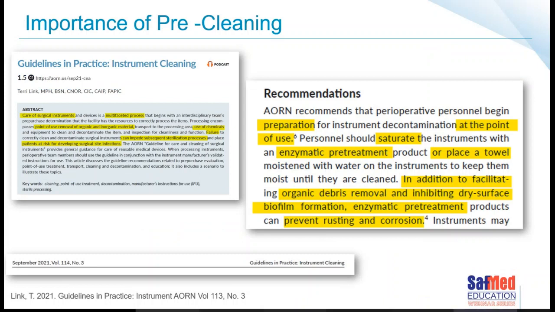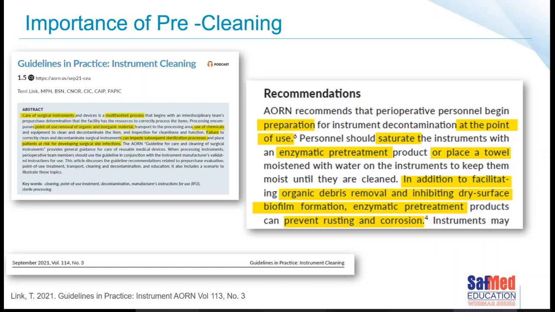The AORN recommends that perioperative personnel begin preparation for instrument decontamination at the point of use. Every scrub sister or scrub nurse or scrub technician that I know or have personally worked with is really, really good at keeping the instruments clean during the surgical procedure. We know that our instruments won't perform correctly if we don't keep them clean, if we don't get rid of the bits of bone debris, if we don't clean the blood off the scissors, they won't perform effectively during the surgical procedure. But I'm not 100% sure how good we all are at actually starting that cleaning process just at the end of the case, and making sure that we get everything ready for the next cleaning step.